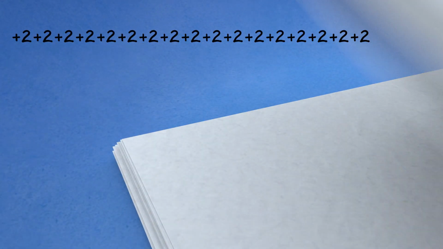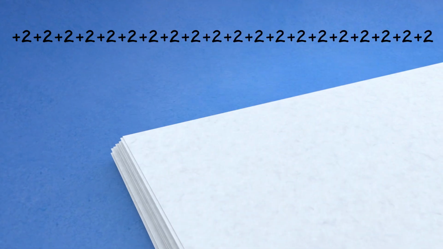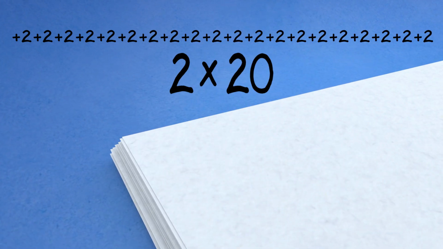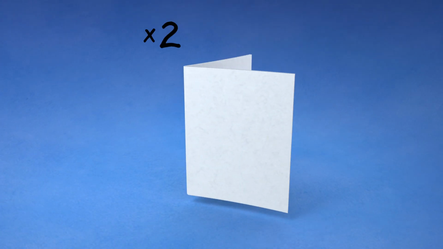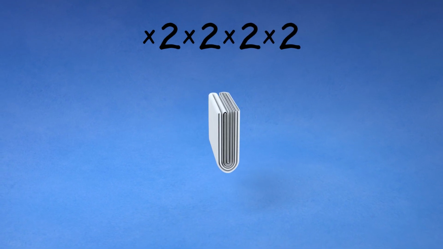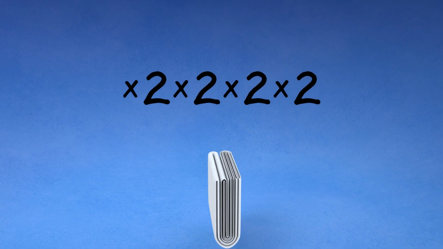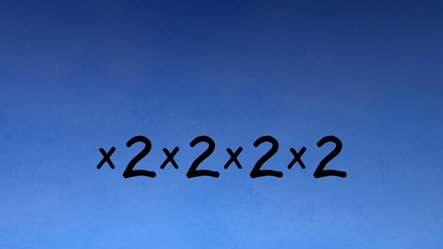Before, when we were stacking on new pages, we were adding 2 again and again. We describe the repeating addition by using multiplication. Now that we are folding the page, we are doubling the thickness, or multiplying by 2 again and again. As before, we have a way to condense that repetition into a more convenient form: exponents.